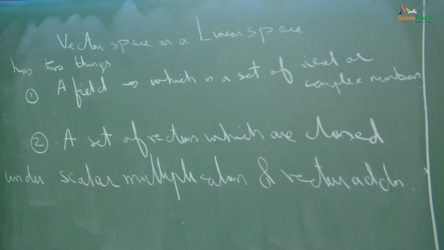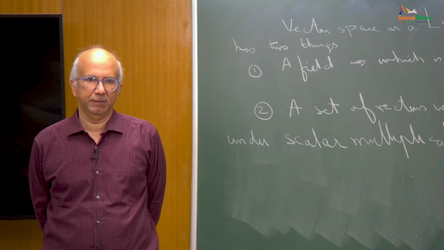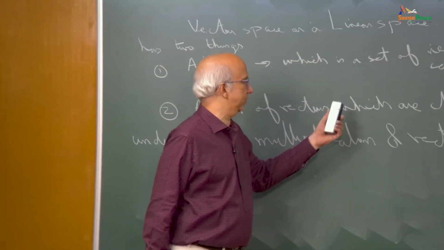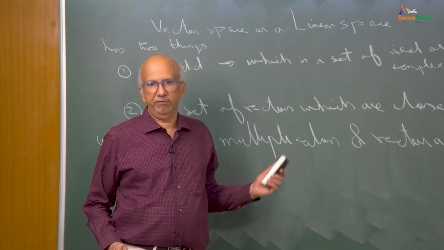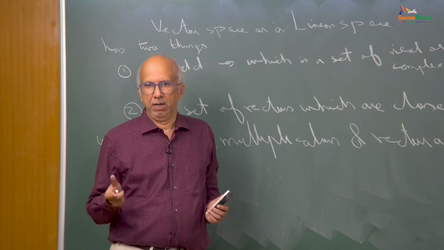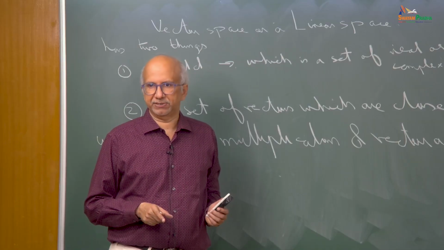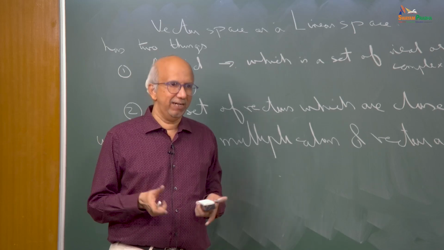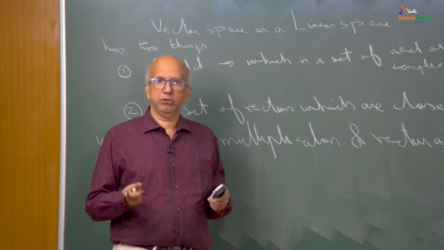So the field is basically a set of real numbers, it gives you the scalars. I need the scalars because what do I mean by closed? A set of vectors closed under scalar multiplication: if I multiply the coordinates by a scalar, I will get another vector belonging to the same space. Similarly, if I take two vectors and add them, I will get a third vector which also belongs to the same space.